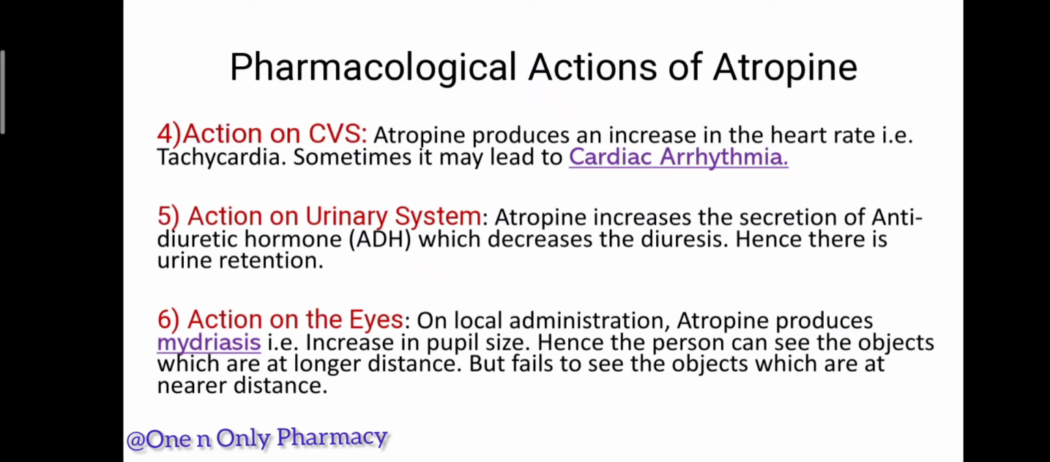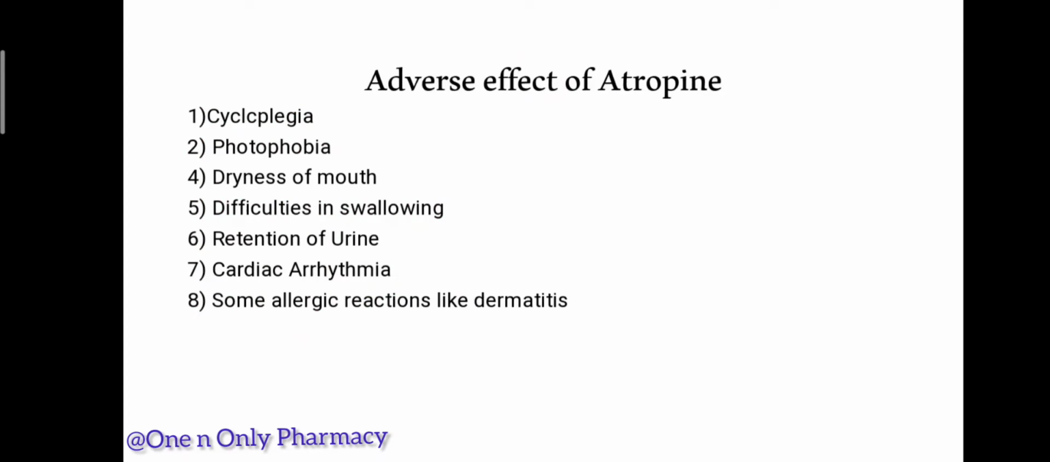Action on the eyes. On local administration, atropine produces mydriasis, that is, an increase in pupil size. Hence the person can see objects at a longer distance but fails to see objects at a nearer distance. These are the actions on various systems.